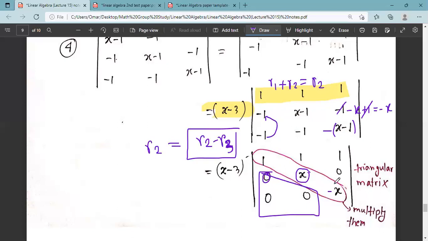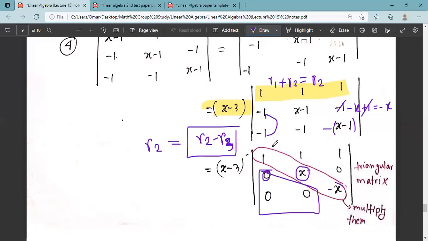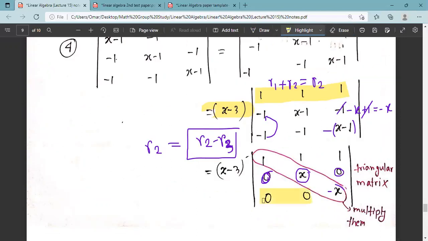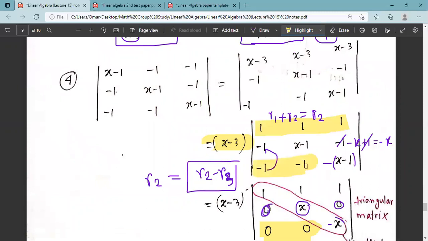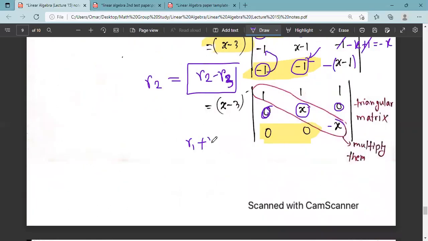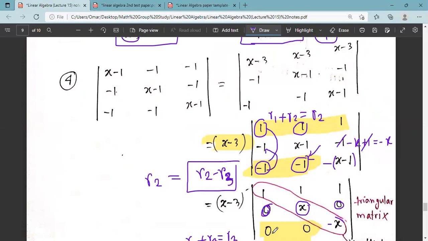And then as you see here, we have a 0 here and we have another 0 here. We still don't have a 0 here, so we need to do some row operation so that it becomes 0. If you do the row operation R1 plus R3, and then substitute the result in R3, you will get 1 plus minus 1, which is 0. And then 1 minus 1 plus minus 1, it will be 0.